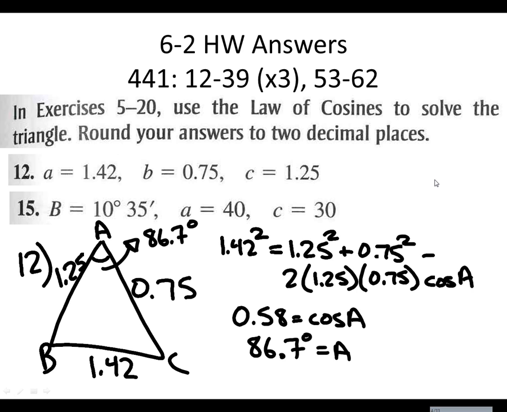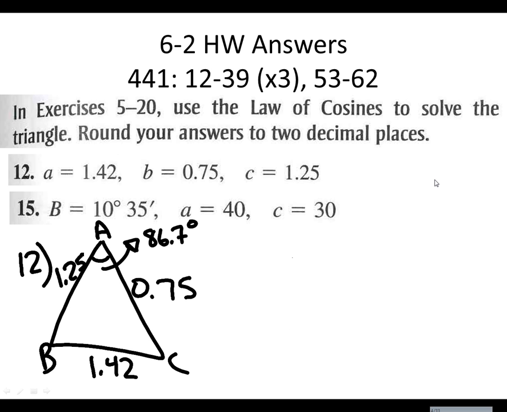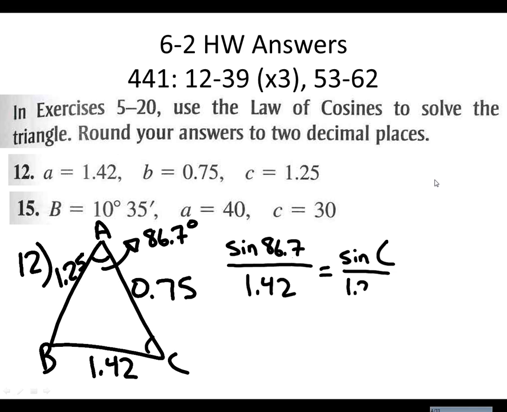Let me erase this to clear some screen space. Next up, we want to find either angle C or angle B. I'm going to go in order and find the next largest angle, that's going to be angle C down here. Now that I know angle A, I'm going to go to the law of sines because it's a little bit shorter. So we can say sine of 86.7 over 1.42 equals the sine of C over 1.25.